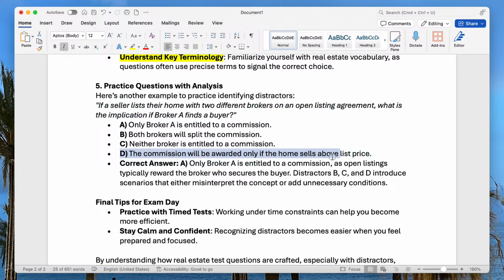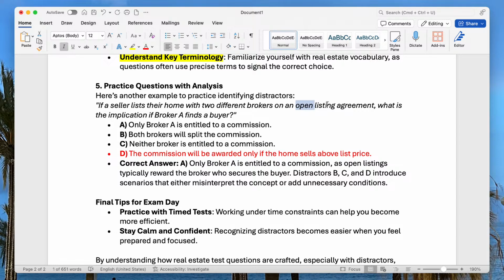We know we can get that one out, right? We could just immediately get rid of that one. Neither broker is entitled to commission. Well, remember, if the seller lists their home with 2 different brokers on an open listing, read each word carefully.